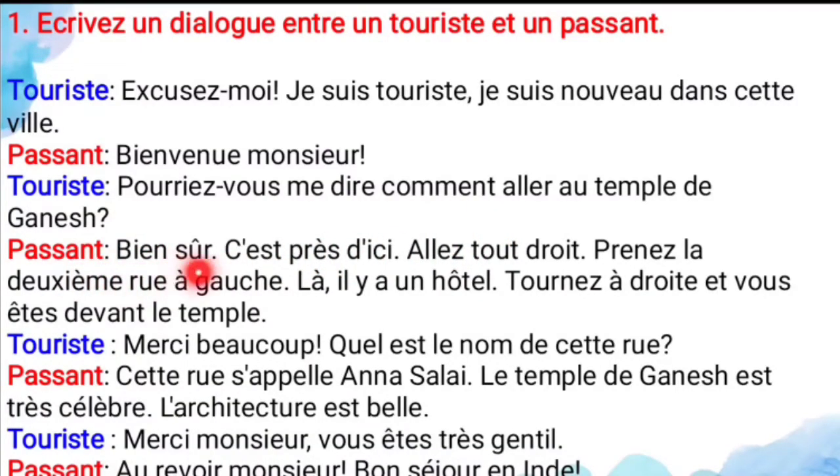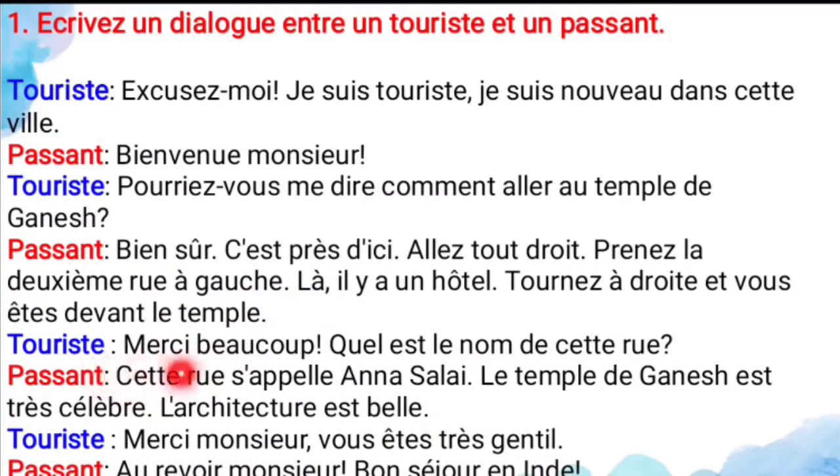Bien sûr, that is of course, c'est près d'ici, so it's near from here. Allez tout droit, go straight ahead. Prenez la deuxième rue à gauche, and take the second street to the left. Là, il y a un hôtel, and there is a hotel. Tournez à droite et vous êtes devant le temple. And there is a hotel, it's like A to B, right? Tournez à droite, turn to the right. Vous êtes devant le temple, and you are in front of the temple.